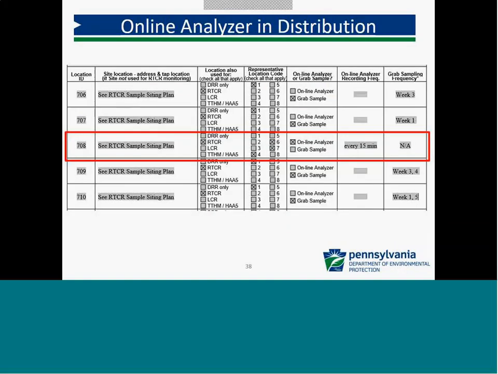Here is that same page 2 of the plan, but here in the red box, they would identify this as an online analyzer, and in the frequency, rather than the different weeks, you're simply identifying that it is recording on a continuous basis, whether it's every 15 minutes or whatever that is set to. So an online analyzer is an option out in the distribution system under this rule.